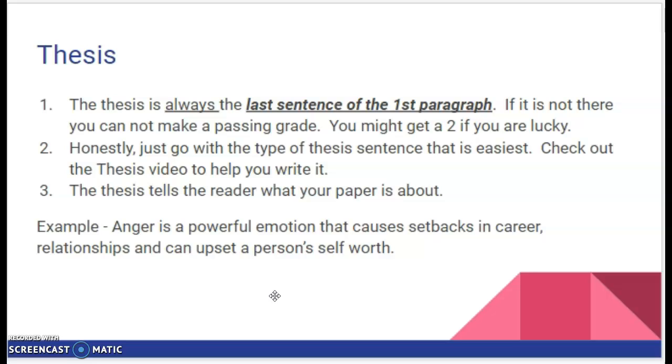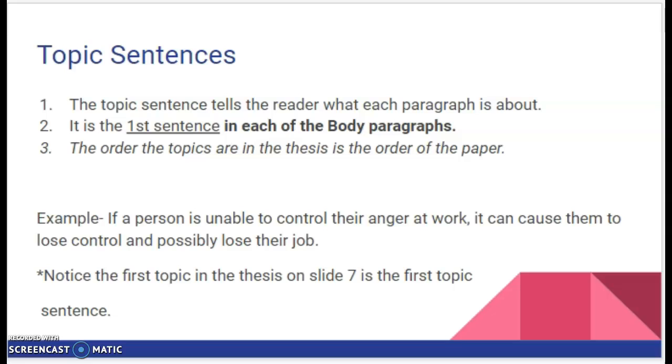Anger is a powerful emotion that causes setbacks in careers, relationships, and can upset a person's self-worth. That is a good thesis and an easy one to write. You've done your brainstorming, you've written your thesis, now you're writing your paper.